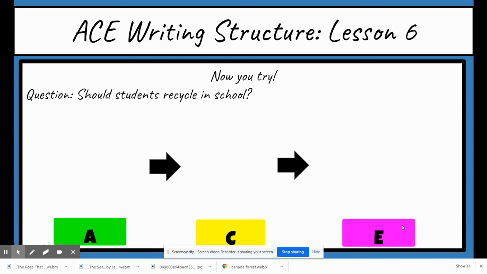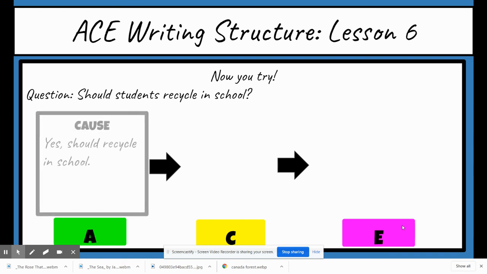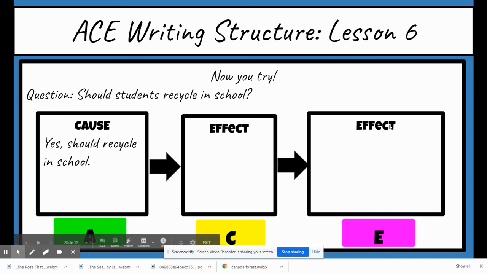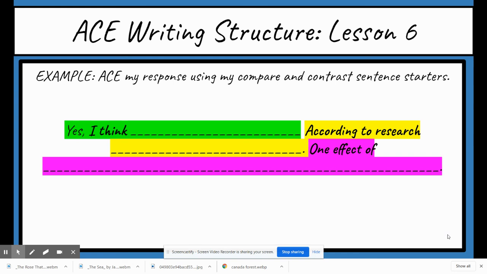All right. Last but not least, should students recycle in school? Let's say, hopefully, we all say, yes, students should recycle in school. I want you to tell me, what would you put in the first effect box? Why should students recycle in school? Why is that important? Then, whatever you put here should dictate what you decide to put in your last effect box. This will effectively create your ACE answer to the question, should students recycle in school? Go ahead and put those together now into an ACE structure using these sentence starters.